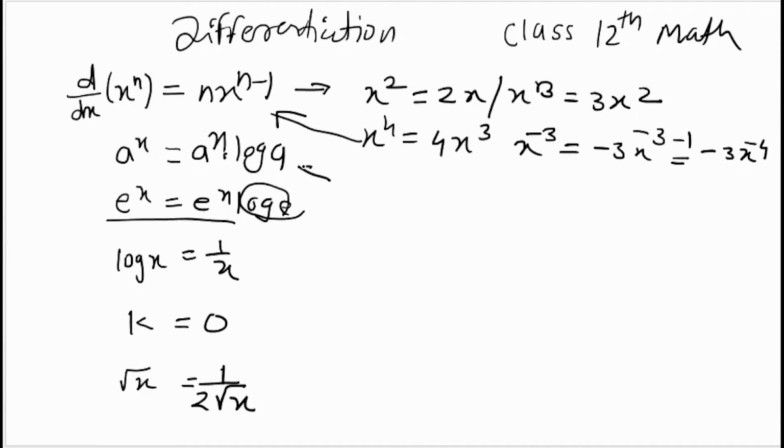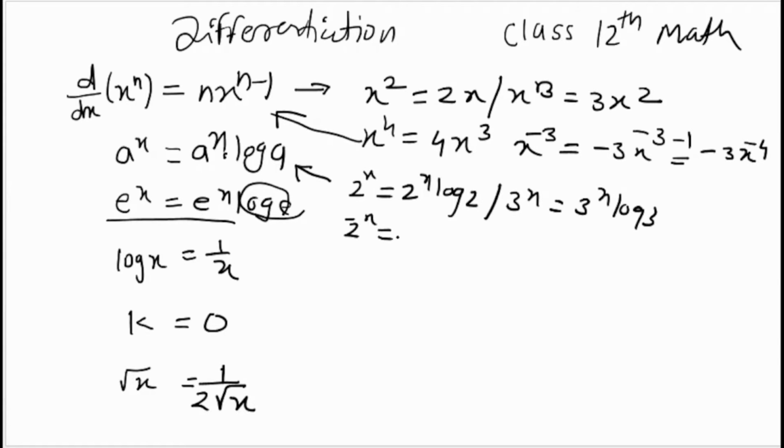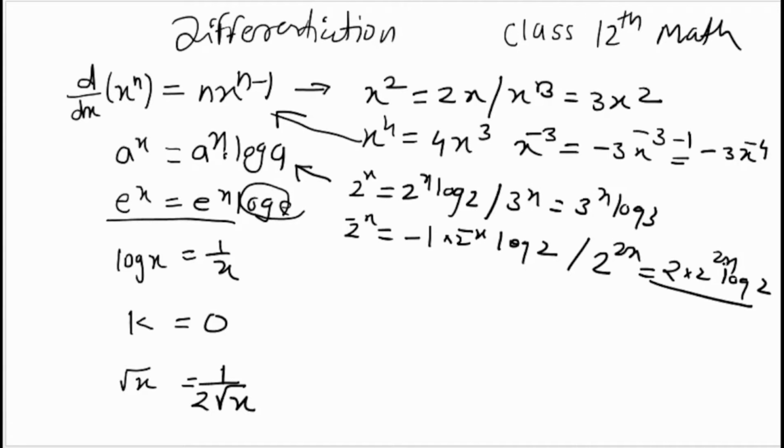So let's solve some examples based on the formula for a raised to x. The derivative of 2 raised to x is equal to 2 raised to x into log of 2, so the derivative of 3 raised to x is equal to 3 raised to x into log of 3. The derivative of 2 raised to minus x is equal to minus 1 into 2 raised to minus x into log of 2. The derivative of 2 raised to 2x is equal to 2 into 2 raised to 2x into log of 2. So remember that in a derivative, the constant number must be taken into the multiplication.